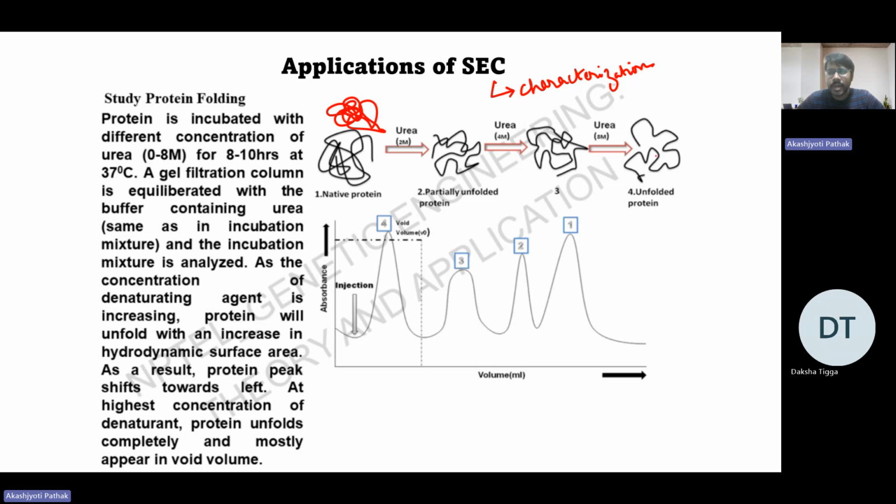So what will happen? You have these four different protein states: first state, second state, third state, fourth state. The fourth state is the unfolded protein. The first state is your folded protein. Second is partially unfolded, and third is another intermediate unfolded stage. The one which is unfolded will be eluted the earliest. As I was explaining, if a protein is globular, it will be eluted later compared to a protein which has a more extended shape.